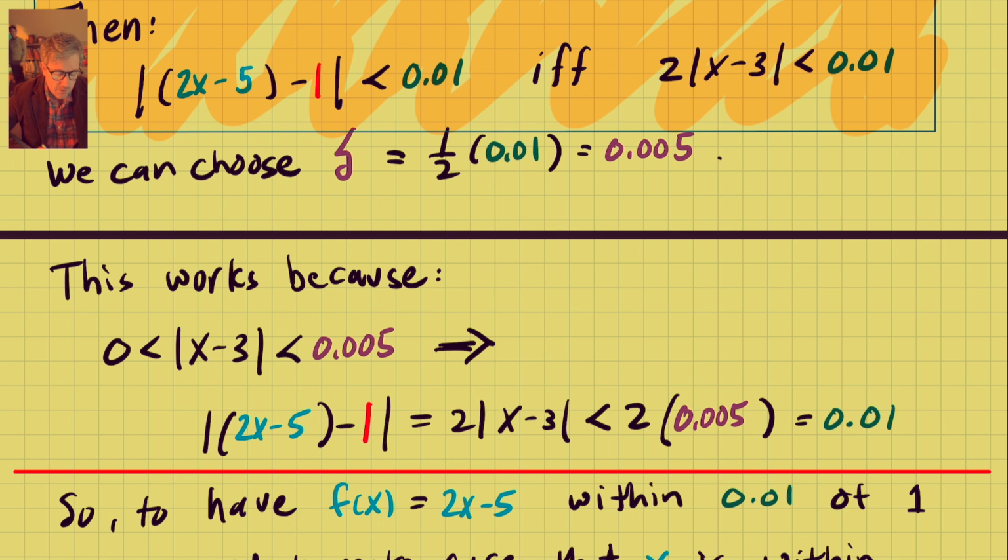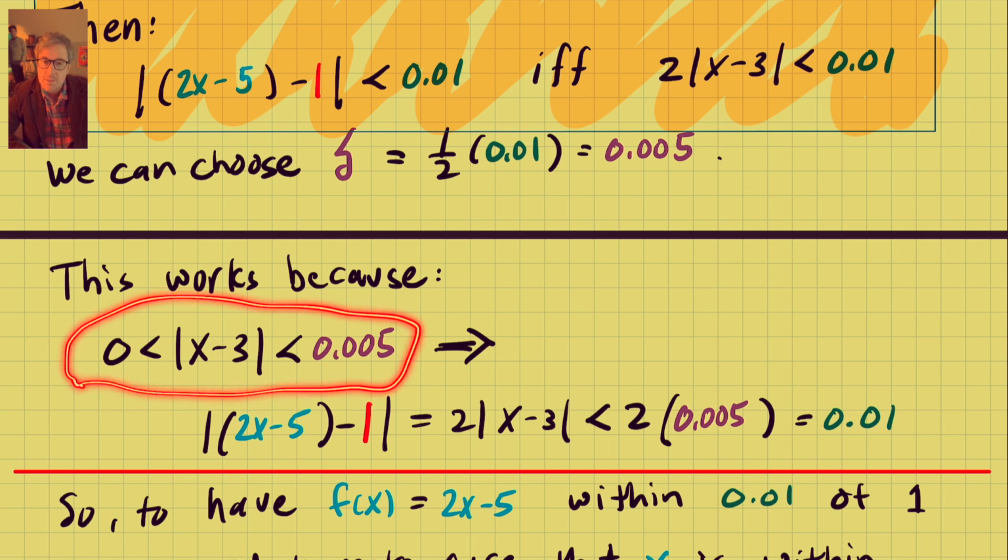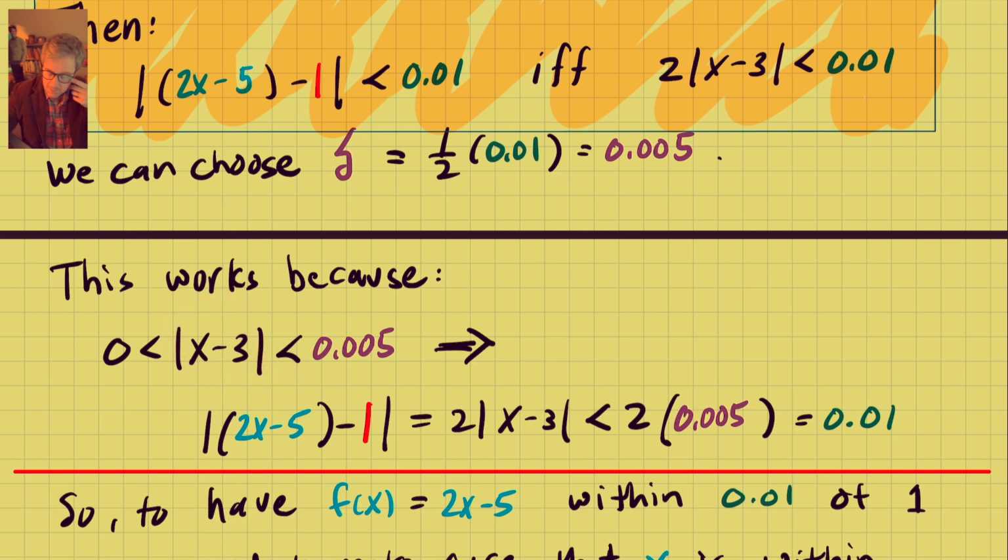This delta works because here's what we assume, right? Let's assume that we're within delta of 3. So x minus 3, the distance between these, is less than 0.005. Then what happens? Well, f of x minus L is this, 2x minus 5 minus 1. We saw in our side calculation that that's equal to 2 times the absolute value of x minus 3. And so this 2 times the absolute value of x minus 3 is less than 2 times 0.005.